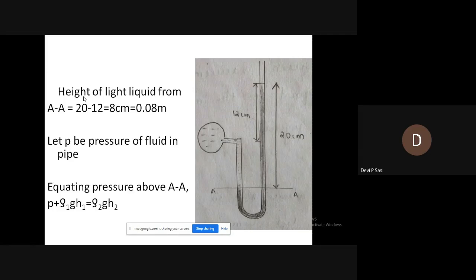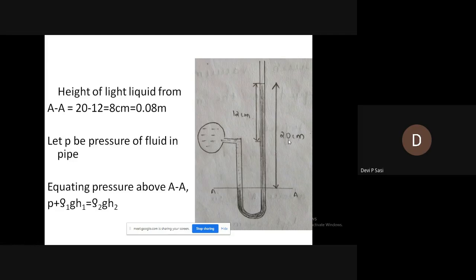Next, you have to find the height of light liquid from the datum line AA. We are assuming the height of light liquid as H1 and the height of heavy liquid as H2.